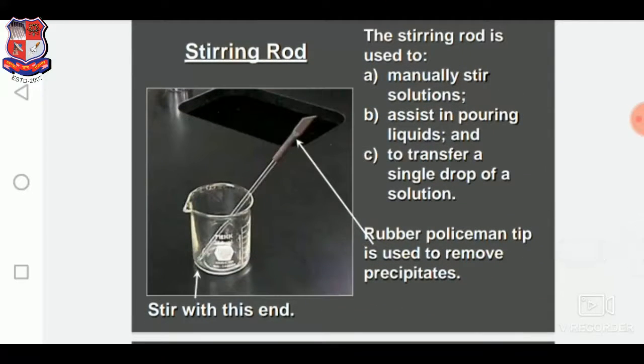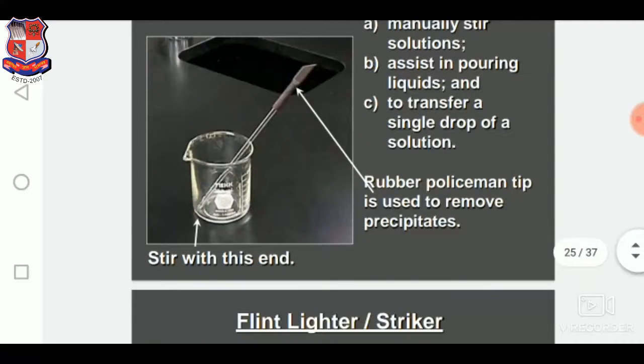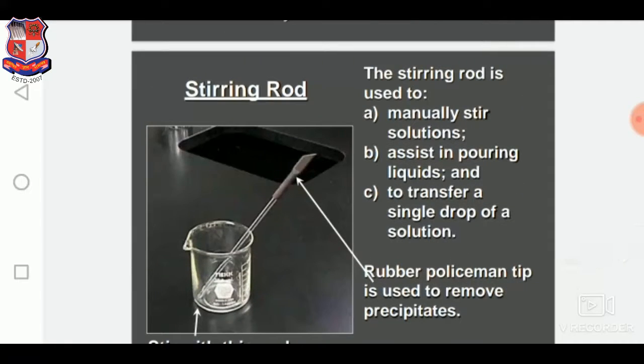Stirring rod. Generally, stirring rods are used to manually stir solutions, assist in pouring liquids, and to transfer a single drop of a solution. A rubber policeman tip is used to remove precipitates. This is an illustration of how it looks. This is all about the pictures available.